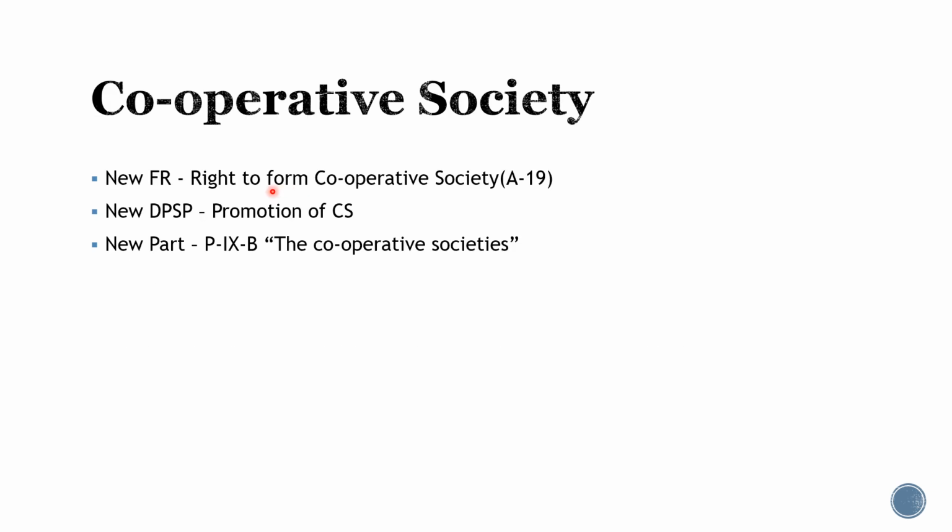So, our constitution also provides for the right to form cooperative societies, which is added to Article 19. And there was another DPSP added, which was corresponding to promotion of the cooperative societies. And a new part of the constitution was also added, which was the Part 9B, and it talks about certain rules regarding the cooperative societies that are to be followed.